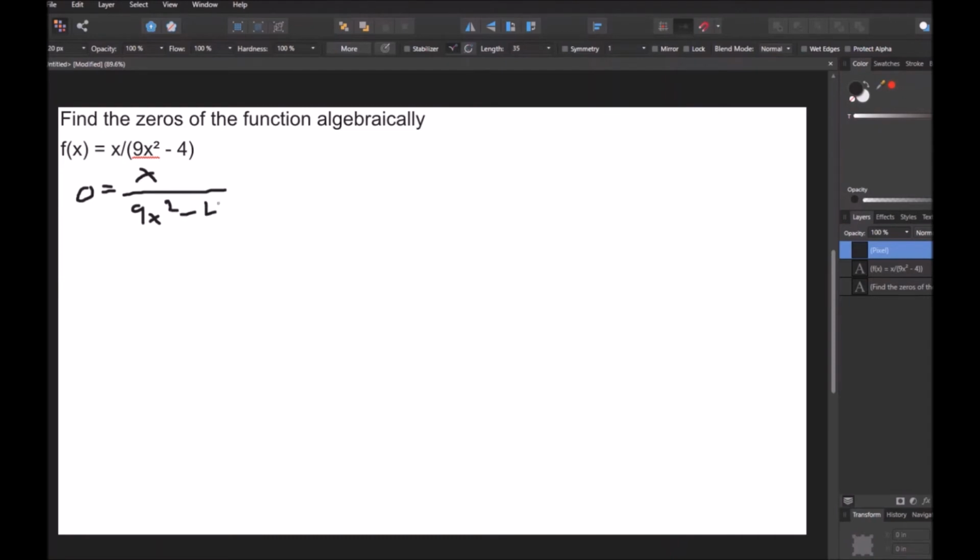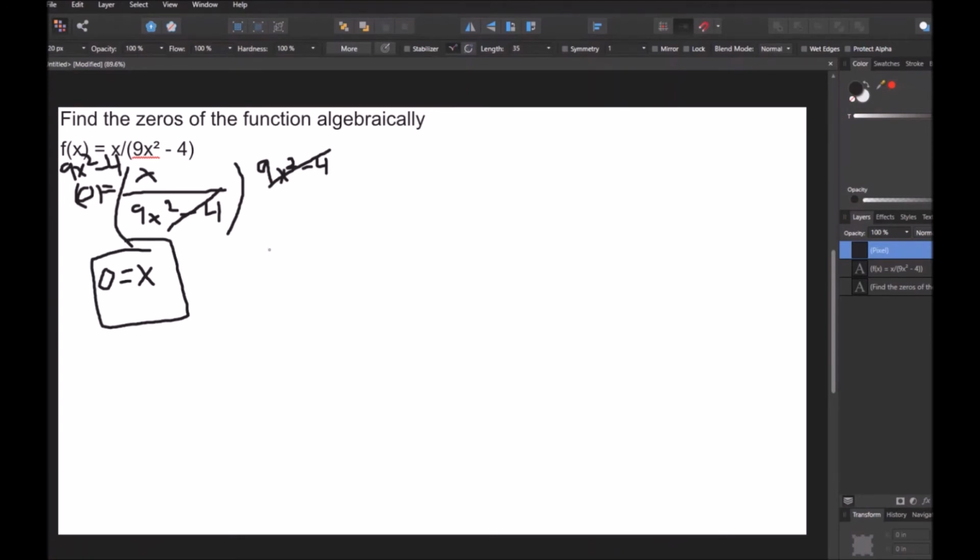Let me just rewrite this really quickly. Because we have an x in the numerator, I can just multiply this by 9x squared minus 4, so that these cancel out, and then I multiply this by 9x squared minus 4. 9x squared minus 4 times 0 is 0, and we have 0 times x, and that's your final answer. Much easier than doing anything with 3x squared plus or minus 2, or 3x plus or minus 2.